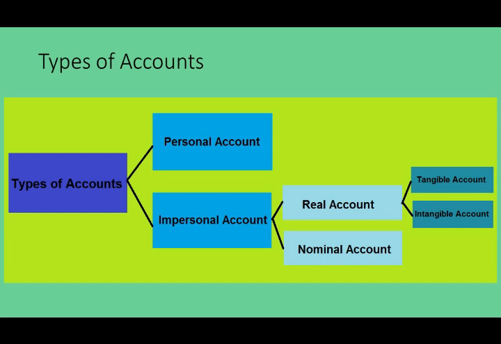Next topic is types of account. Accounts can be mainly classified into two types: personal account and impersonal account. Personal accounts are those accounts which are opened by an individual person or a company. A company's account is also counted as a personal account because the owner and the company are counted as separate entities, that is, separate persons from the accounting point of view.